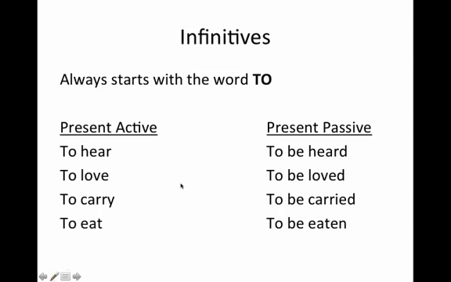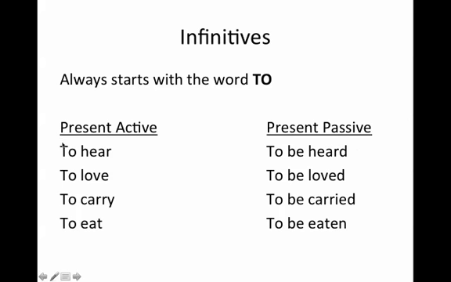Okay, so an infinitive in English is just the "to" form of the verb, so the verb without a subject. It's always going to start with the word "to," and here I'm giving you some examples of the present active, and then here the present passive. So these "to" forms here, to love, to carry, to eat, whatever the subject is doing these, whereas these, the subject is having them done to them.